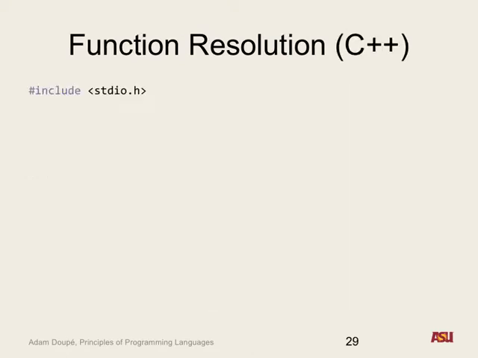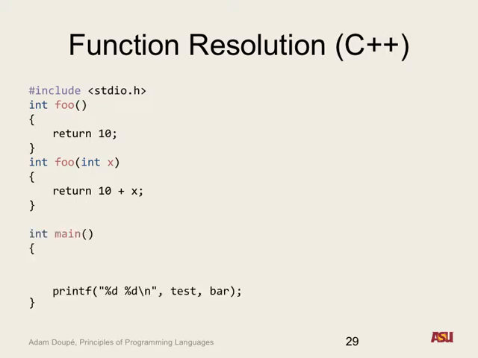So if we have a C++ program that includes a header file, has a function foo that returns 10, and has a function foo that takes in an integer x and returns 10 plus x, then if we're going to call foo, which instance of this foo is that going to resolve to? The first one, right? The compiler is going to see the name foo. It's going to say, okay, I see a function foo. How many arguments does this invocation of foo have? Zero. So it says, is there a function named foo with zero arguments? Yes, right here.